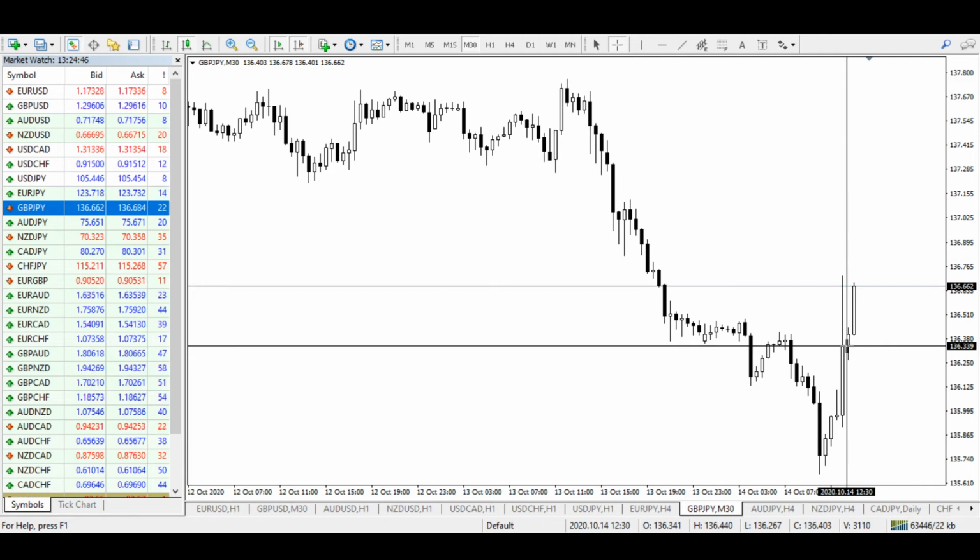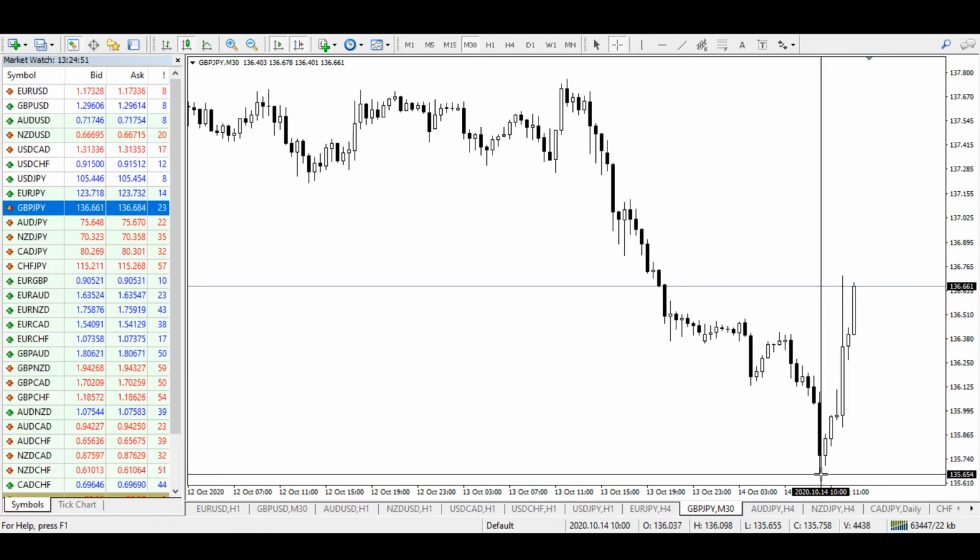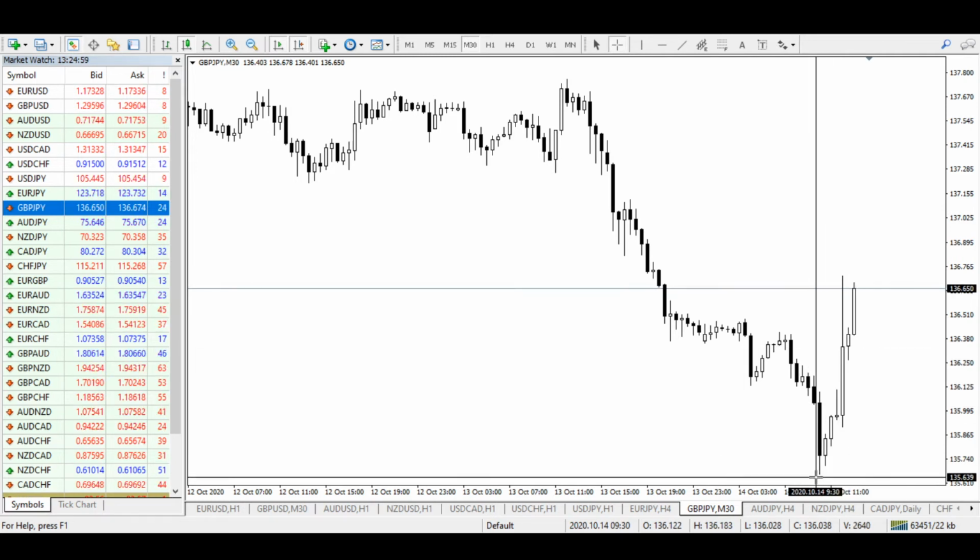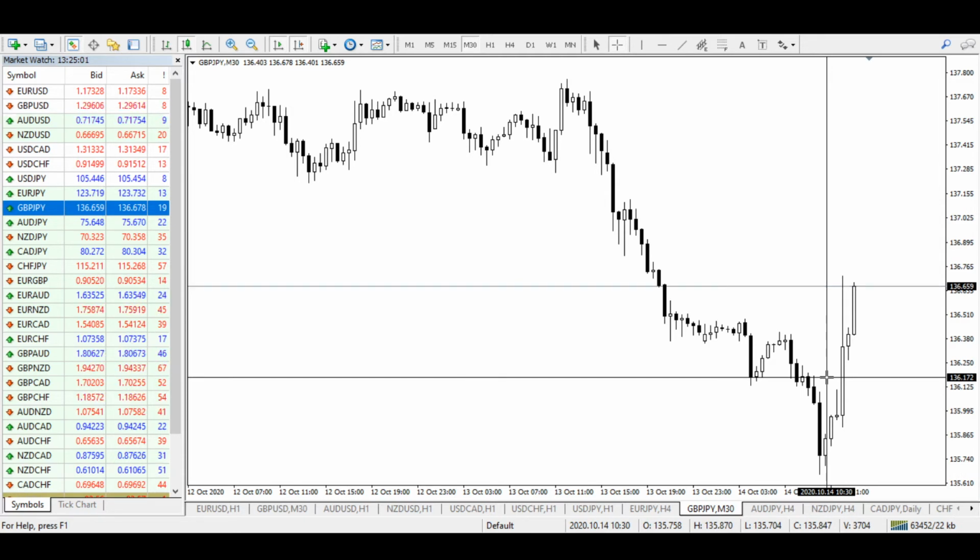A very simple plan is here for SL and TP. SL will be below this point. The low of this candle is 135.655, so SL should be 135.635, 2 pips below the swing low. And I am targeting just equal reward. There can be a bigger movement to the upside.